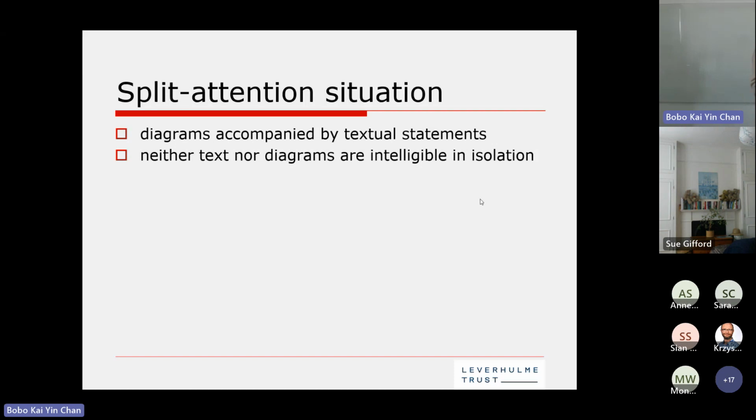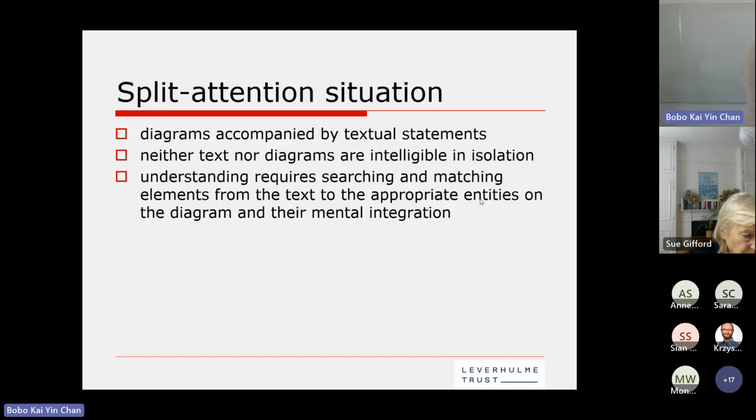If they're intelligible on their own, you can just drop one of those parts and use only the diagram or only the text. But if they heavily rely on each other and are not understandable without each other, in this case, the diagram doesn't make sense without the textual explanation. In this case, we have this split attention situation because students have to search and merge. So understanding requires this searching and matching.